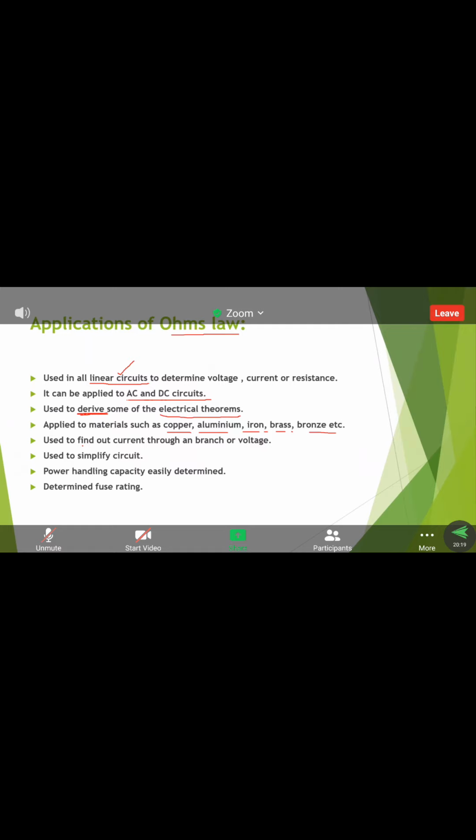Next, to find the current through a branch or voltage. In the previous case we took one example, just connecting a voltage source to a resistor. If, for example, more than two resistors and different branches are available, then determining the current is difficult. Just for example, it is one of the resistors, and we are applying a voltage source here. Right, so what is the current direction?